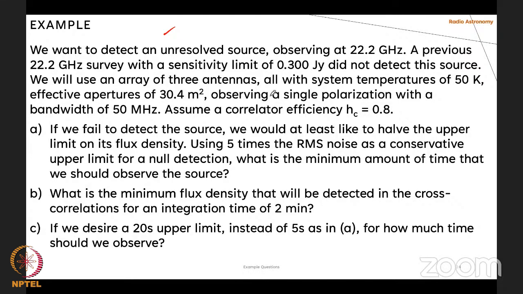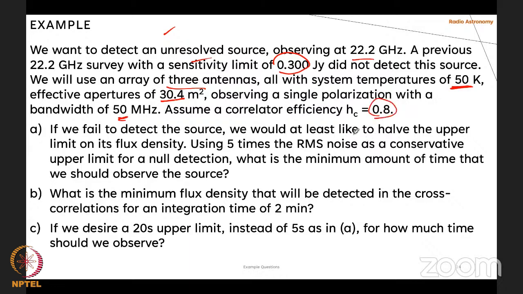We want to detect an unresolved source at 22.2 gigahertz, where we have a sensitivity limit of 0.3 Jansky, and we did not detect the source. Now, if we use an array of 3 antennas, all the systems will be at 50 Kelvin and have an aperture of 30.4 meter square, observing a single polarization with a bandwidth of 50 megahertz, and correlation efficiency is to be assumed 0.8.